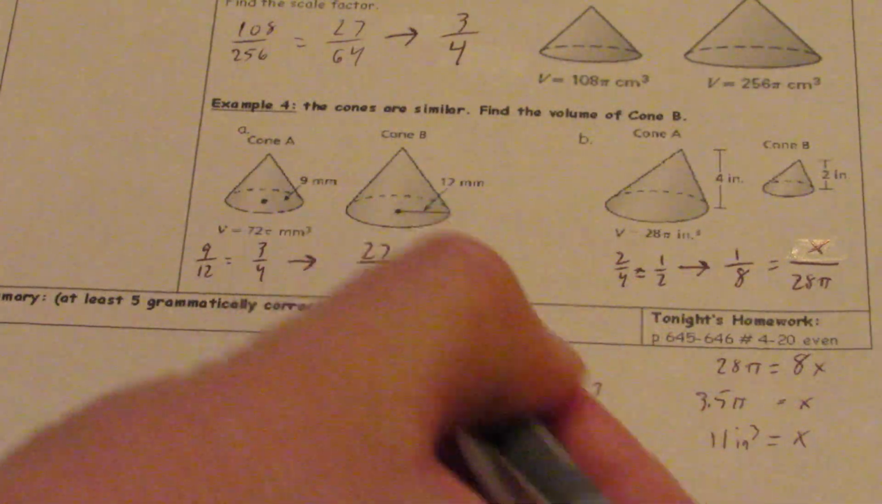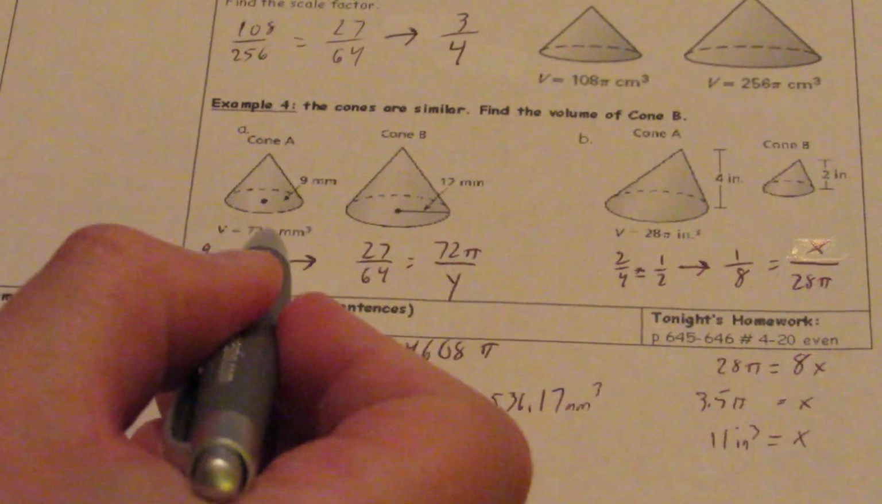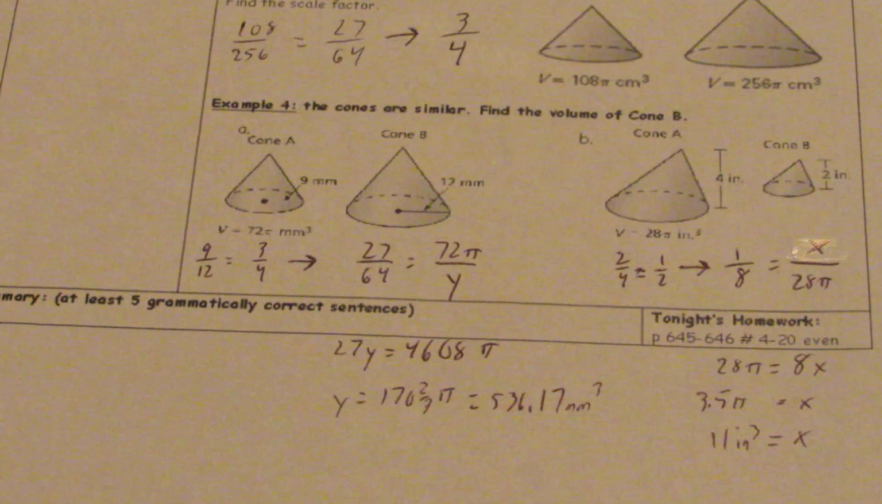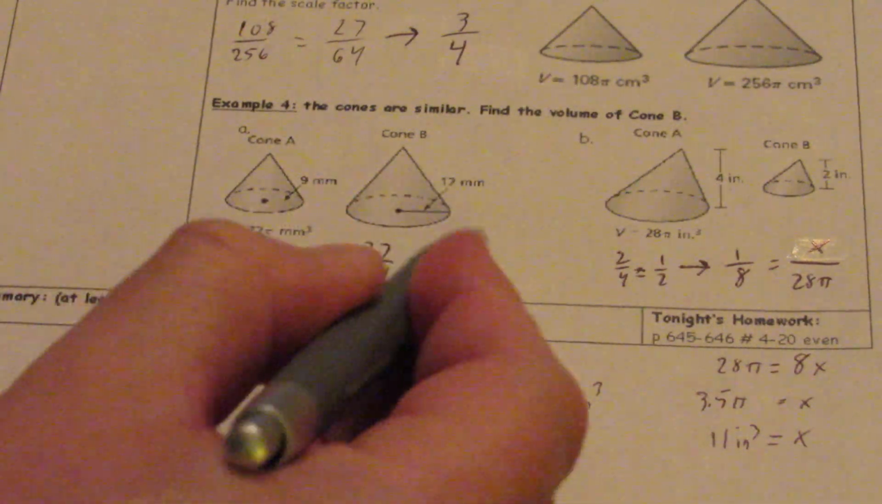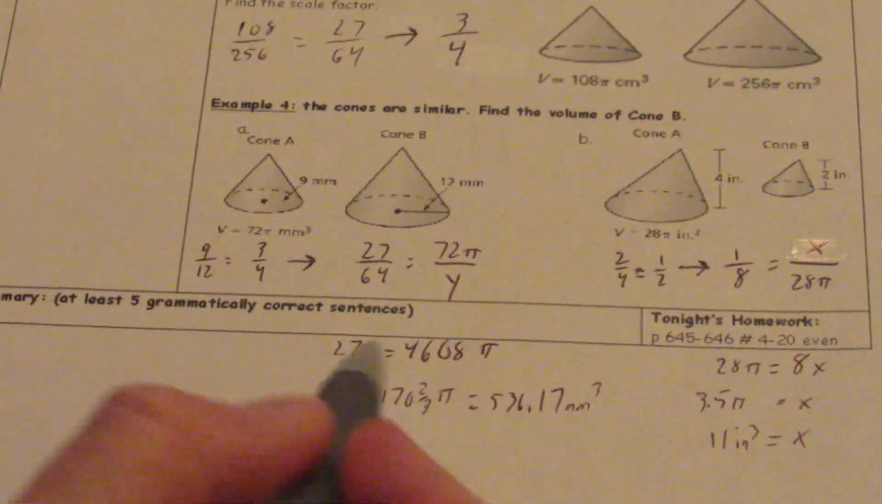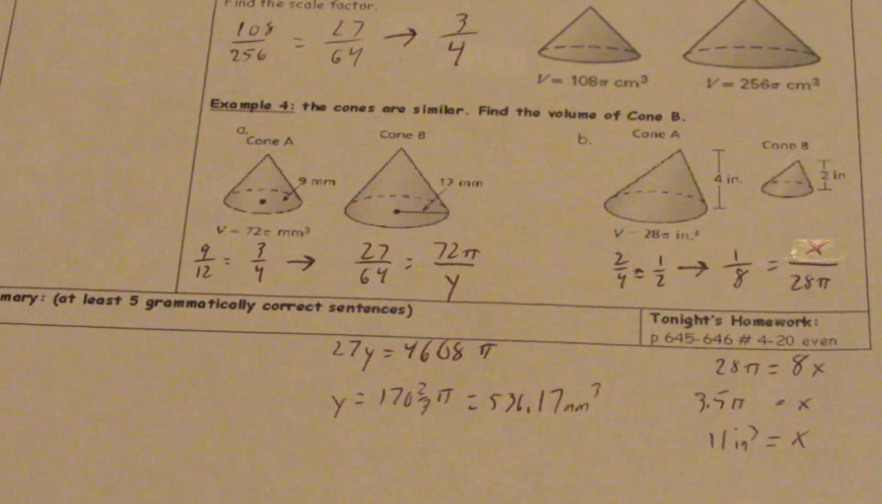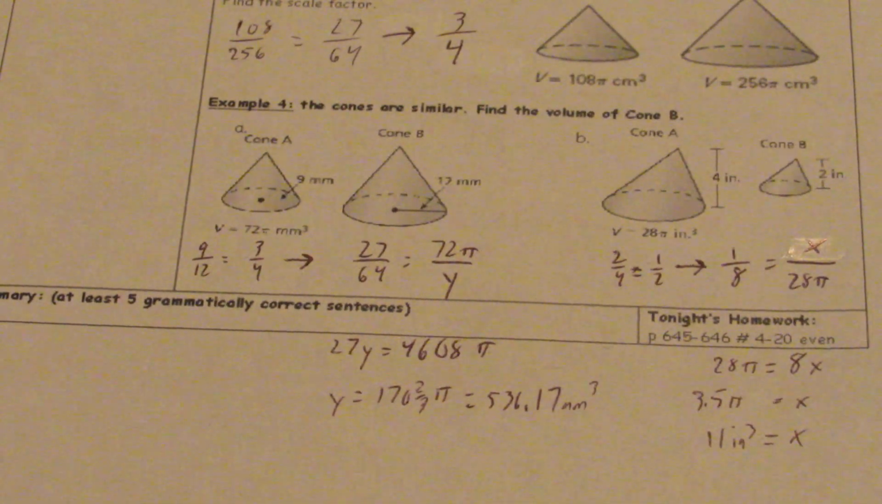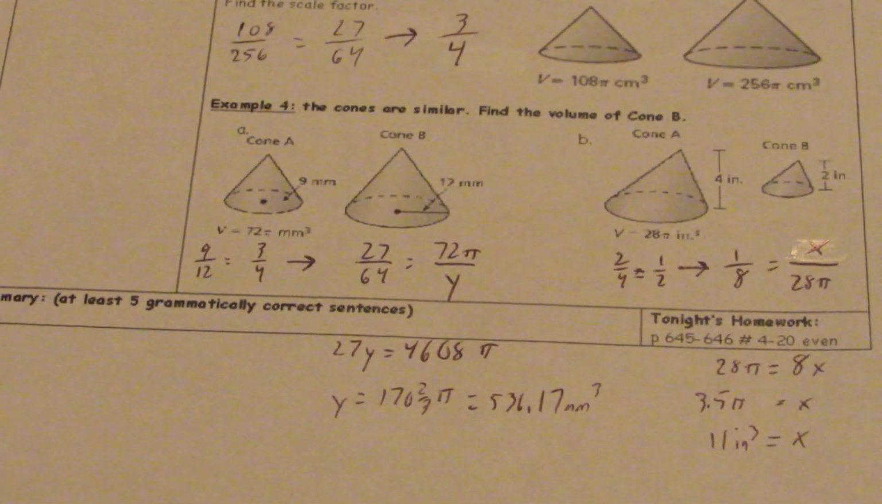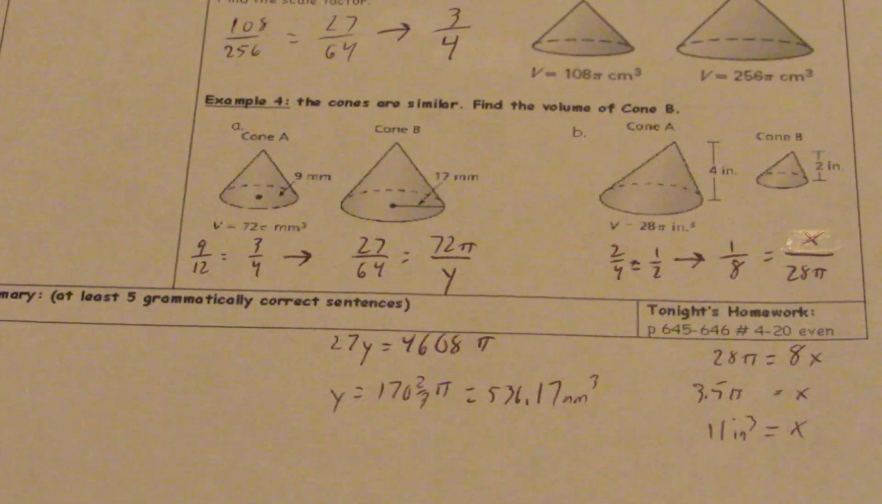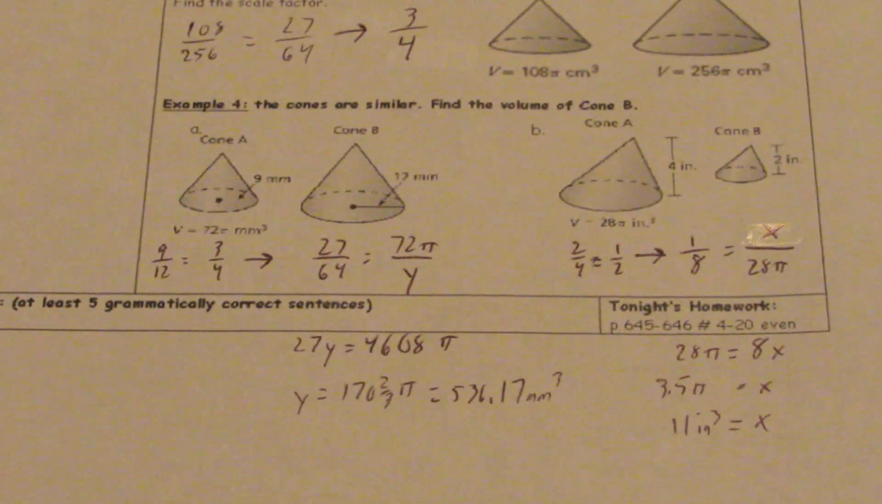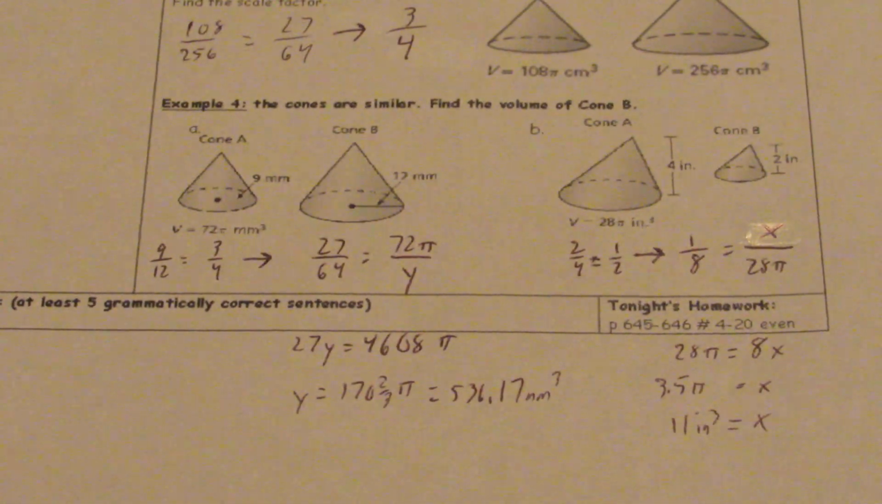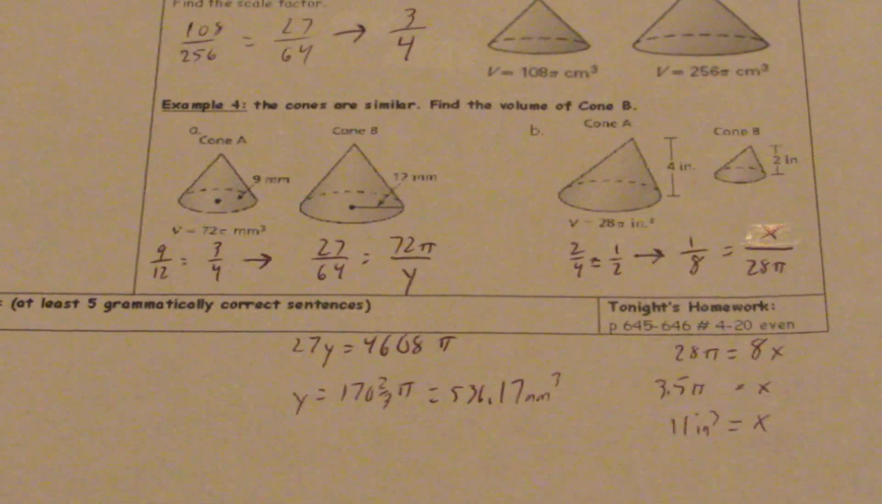I set that up as a proportion with my volumes, the 72 pi and the volume I'm looking for. Cross multiply, I get 27y equals 4,608 pi. Divide by the 27, and I get 170 and 2/3 pi, or 536.17.